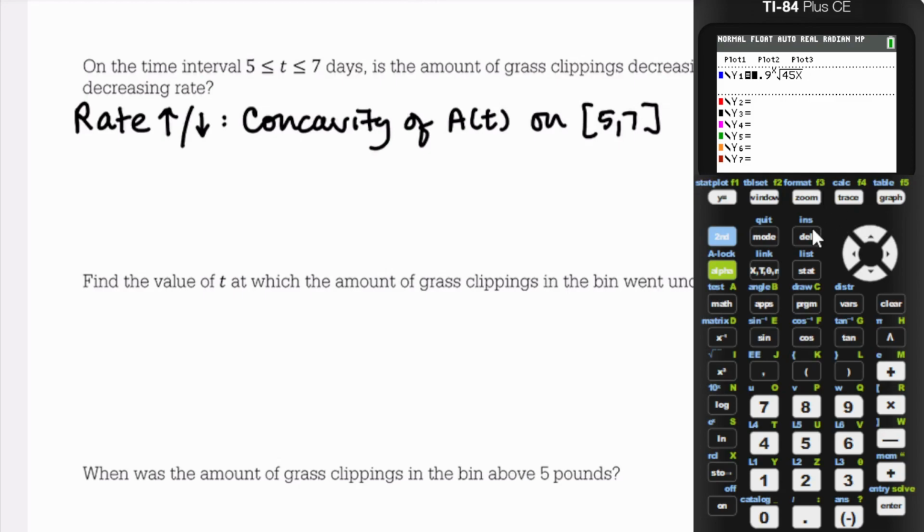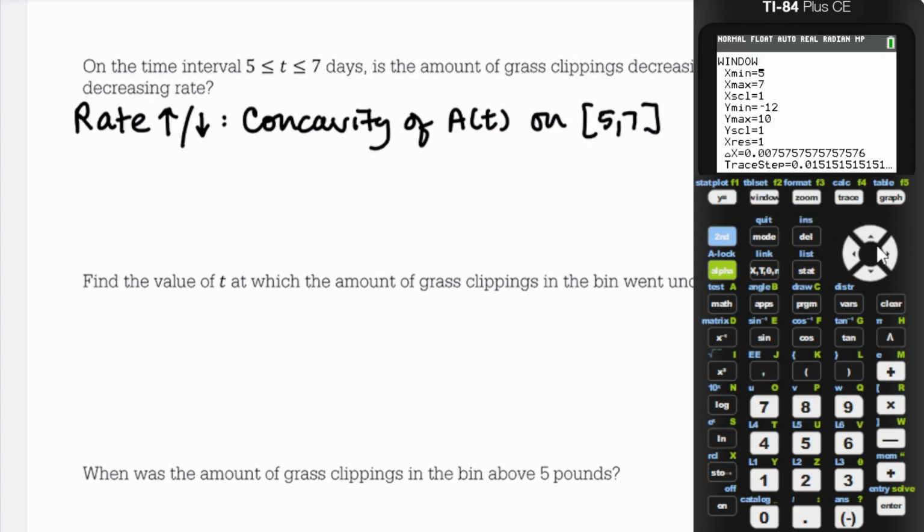I've got A of t typed into y1. I'm going to look on the time interval 5 to 7, so I'm not looking at anything I don't want to see. I can keep using that same y window. Oh, no. Okay. You can't really see. So let's just say, it looks like the number of grass clippings is in the range of 8 to 10 pounds.